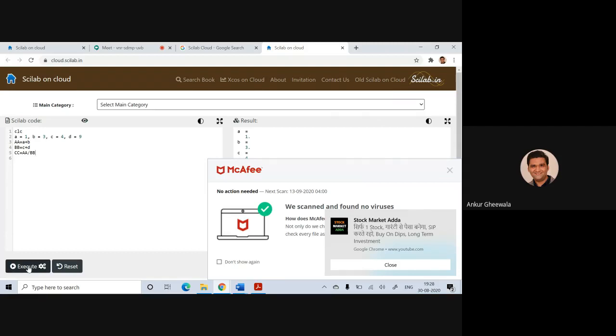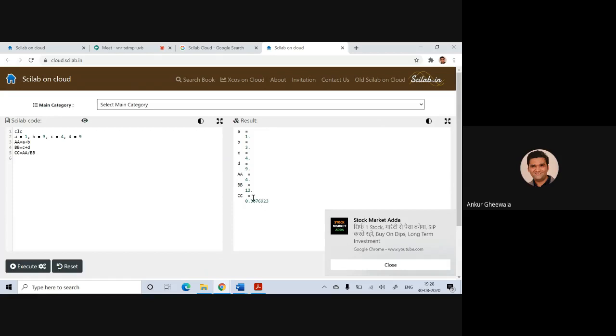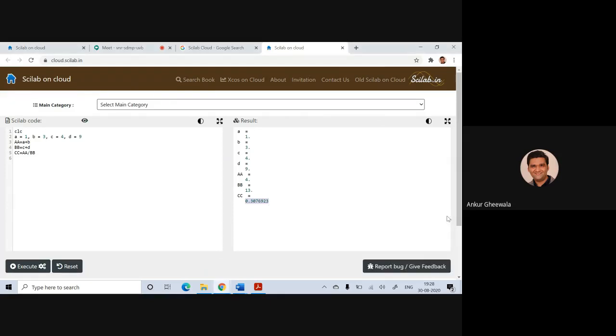Now I will execute it. So just see here. AA is 4, BB is 13. So you will get 4 by 13. It is nothing but 0.307. You can also cross check this answer with the help of calculator. You will get the same answer.